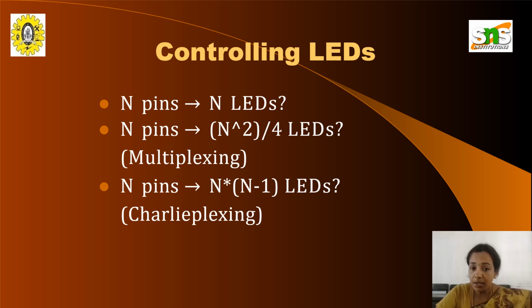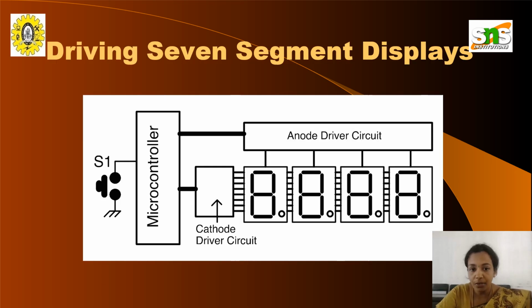It is also called Charlieplexing. If we are using 2 pins, then it is 2 into (2 minus 1), so 2 power 1. So that is Charlieplexing. The 4 cross 1 is a multiplexer. Charlieplexing is 2 cross 1.